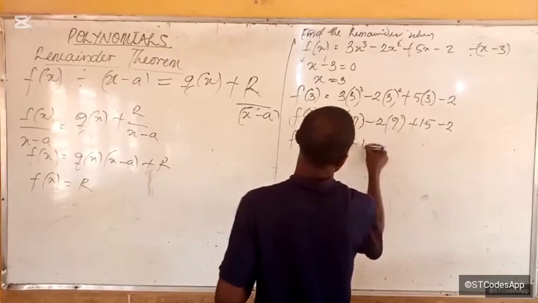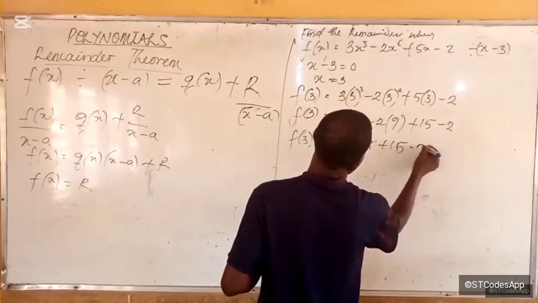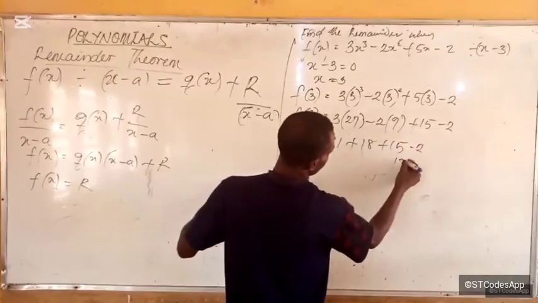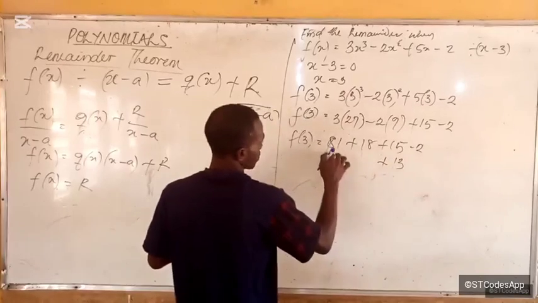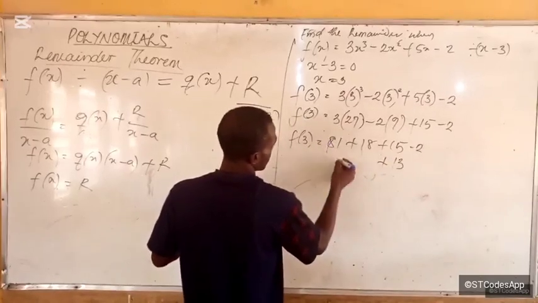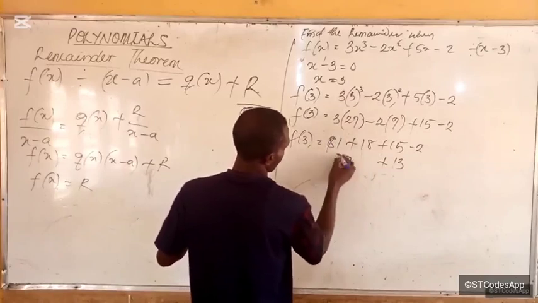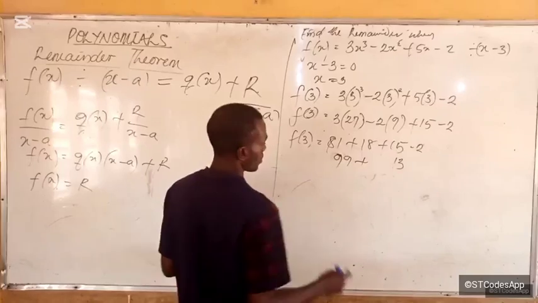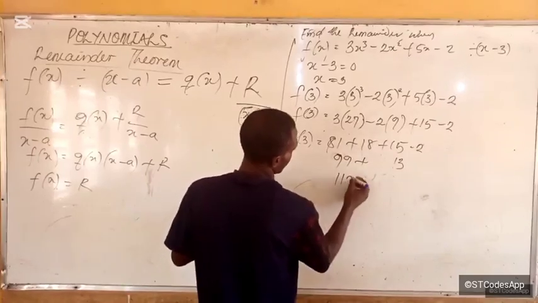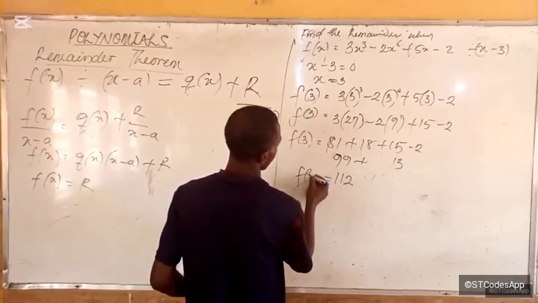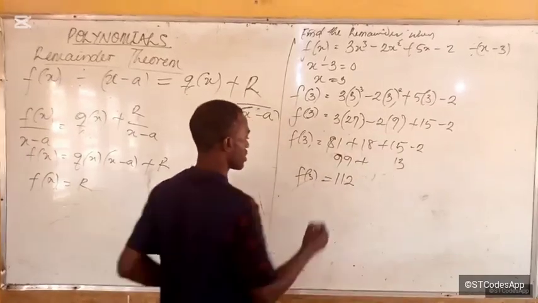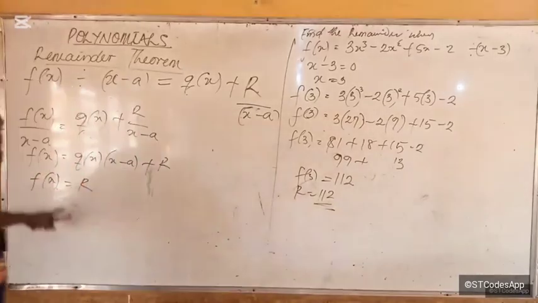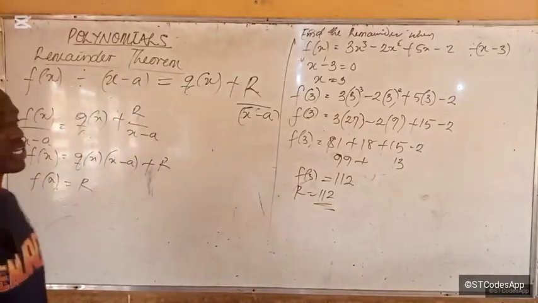81 plus 18 plus 15 minus 2. So what we have is 15 minus 2 is 13, plus 81 plus 18, that is 99. 99 plus 13, that is 112. And that is our f of 3. So this is the remainder. So the remainder is equal to 112. You see, from this expression, it shows that the remainder we're going to get is 112.